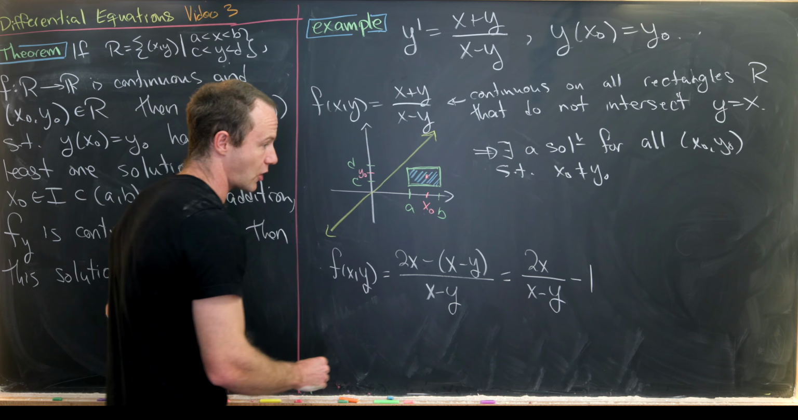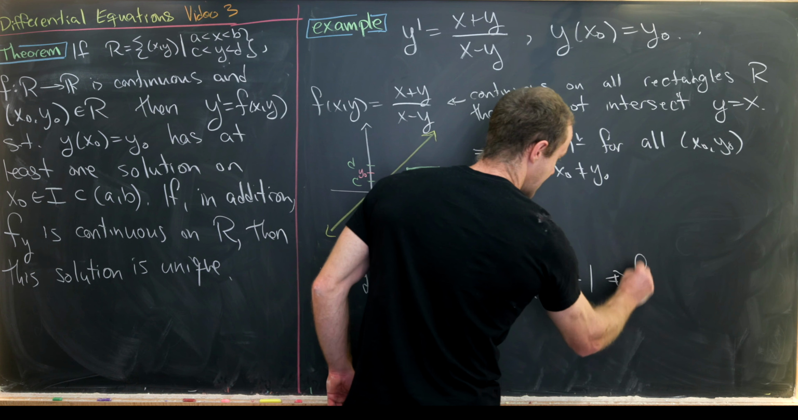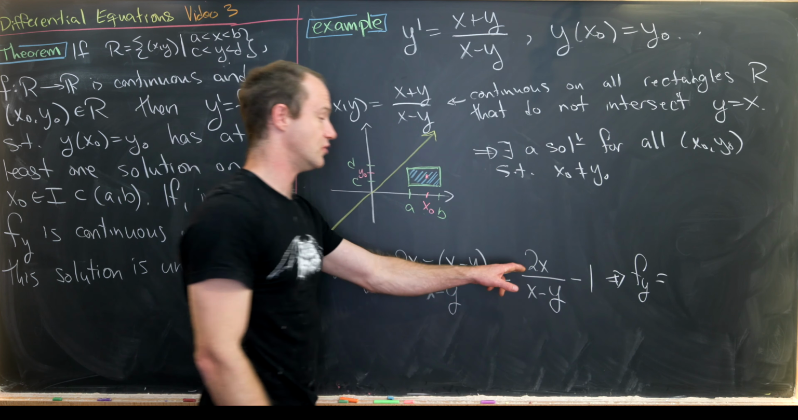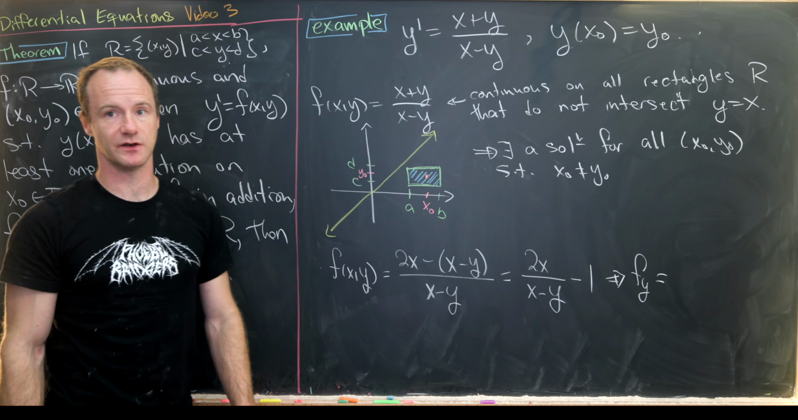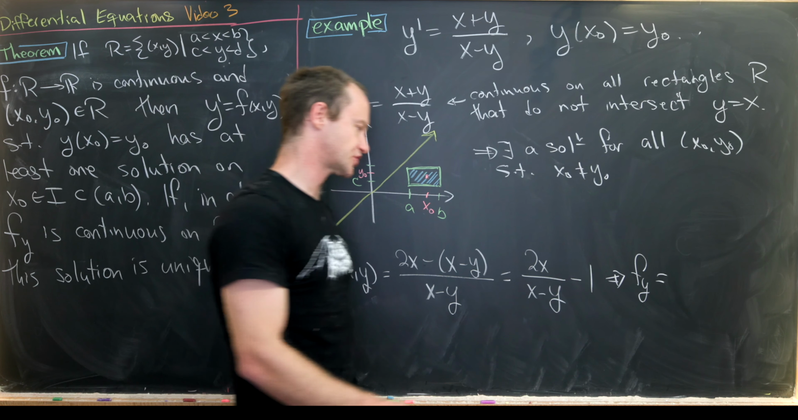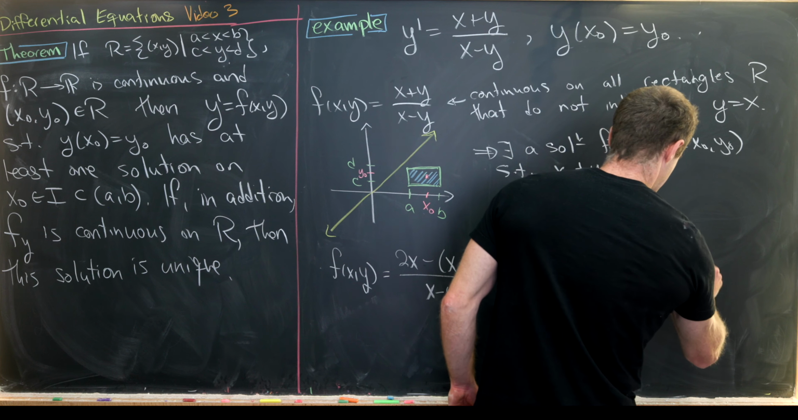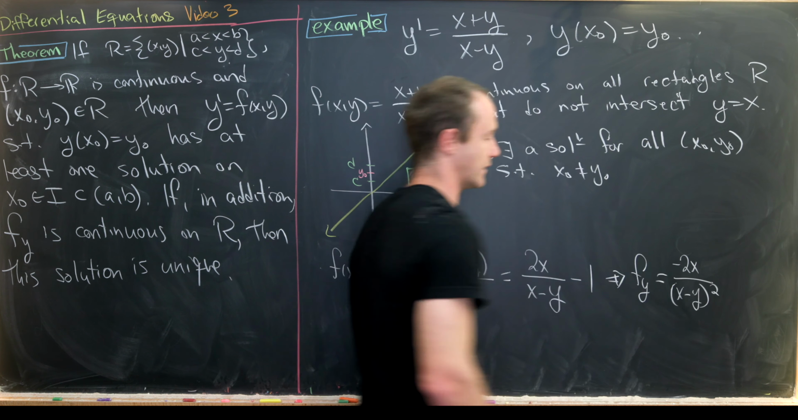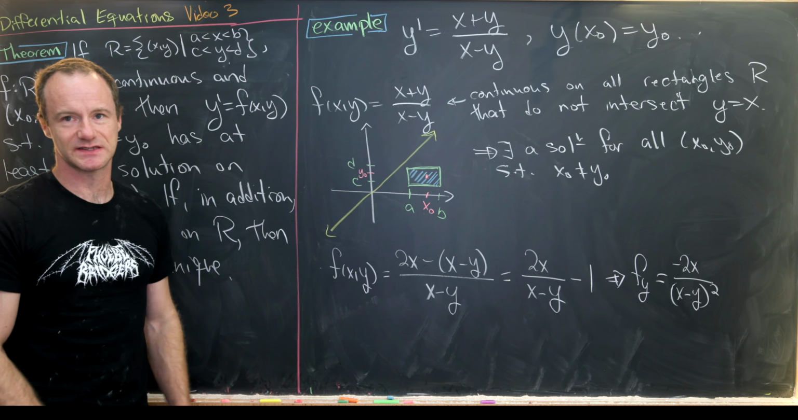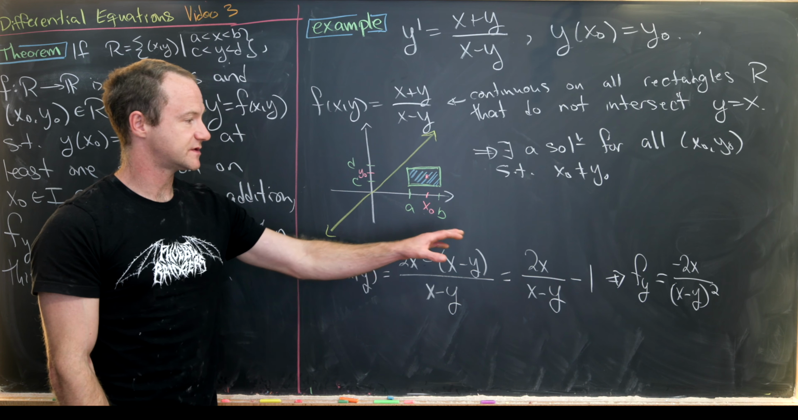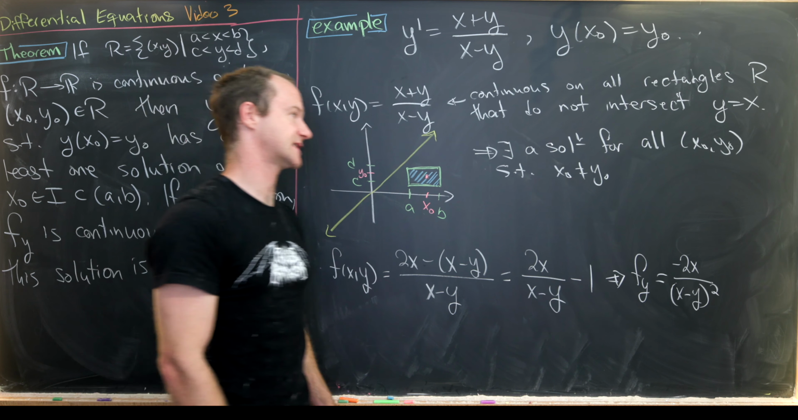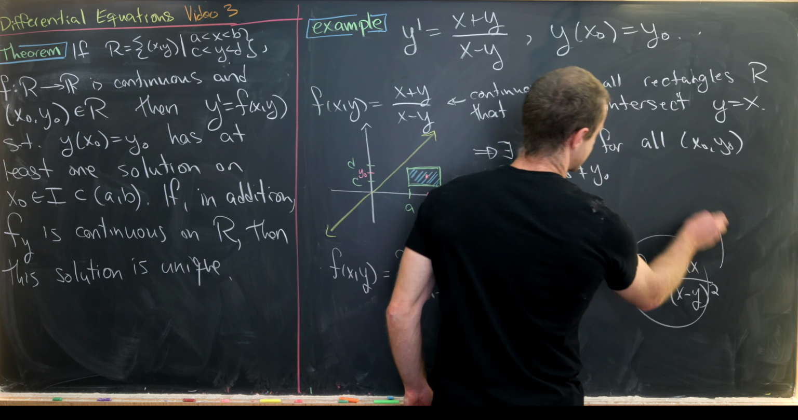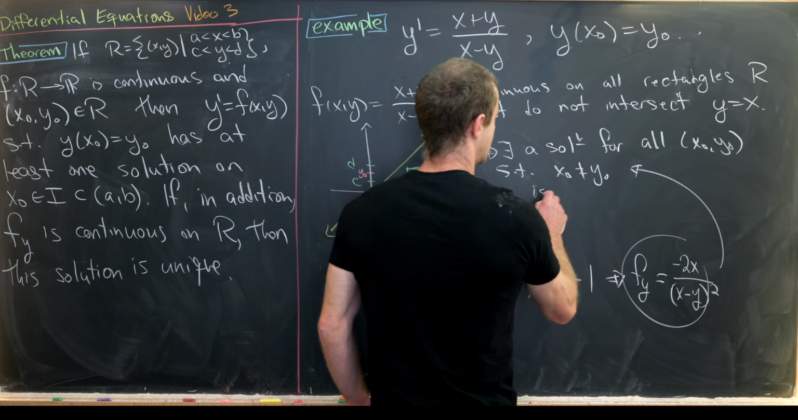But now if we take the partial with respect to y, we don't have to worry about the numerator here because there's no y's in the numerator. So the partial with respect to y will be negative 2x over x minus y quantity squared, just by standard derivative rules. So since this is also continuous as long as x is not equal to y, that tells us that this solution is unique.